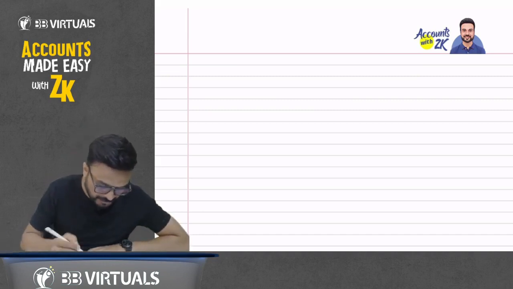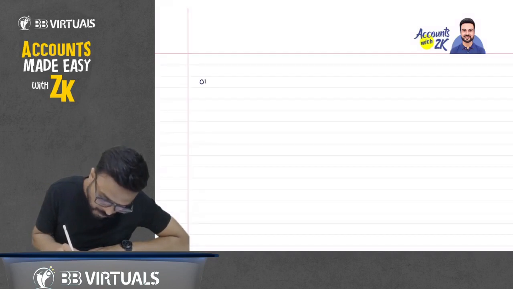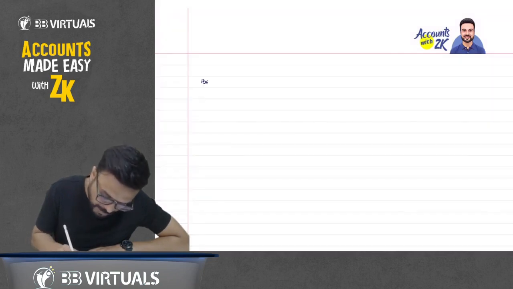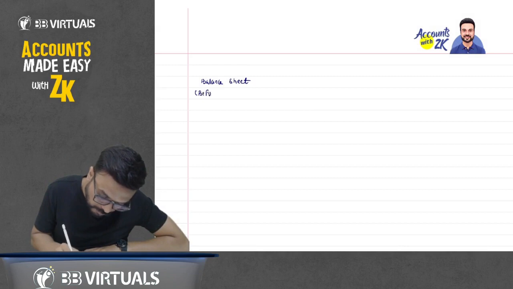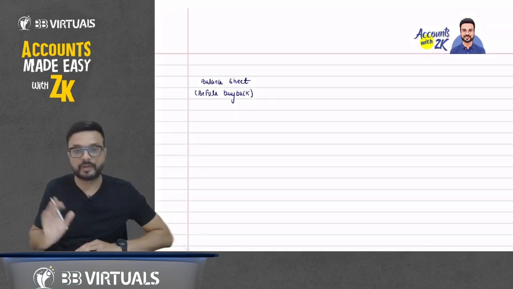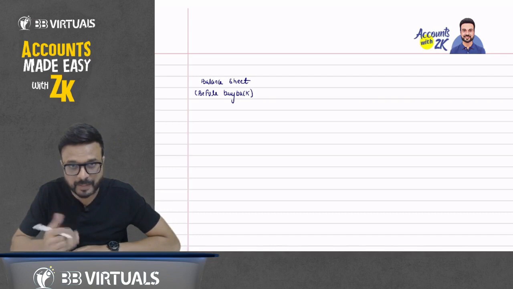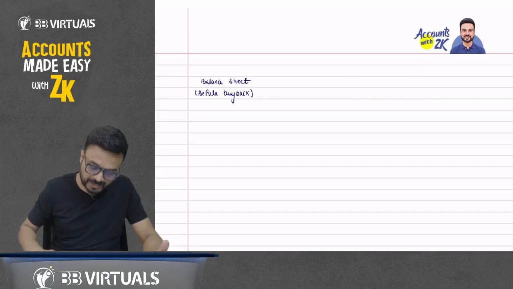When they ask you a question, they will give you old balances, or I can say they will give you a balance sheet. This balance sheet is before the buyback of shares. Now you know that in a balance sheet there are two sides. The left hand side is the liability side and the right hand side is the asset side.